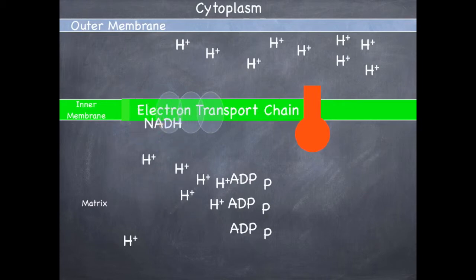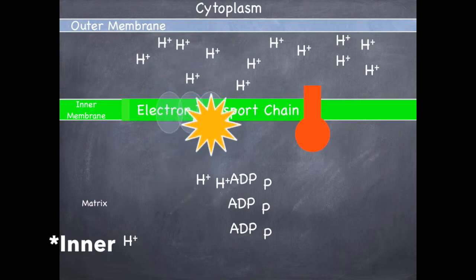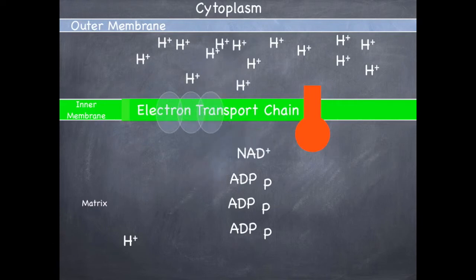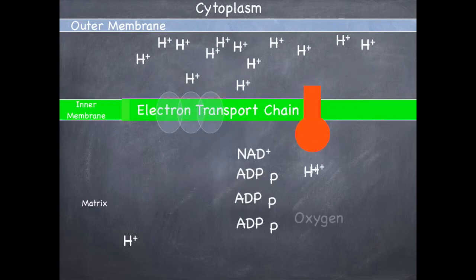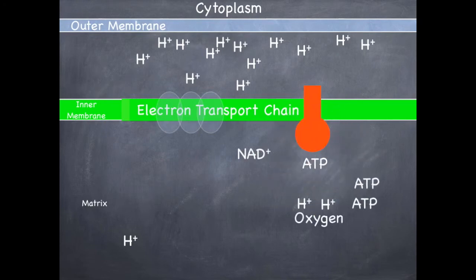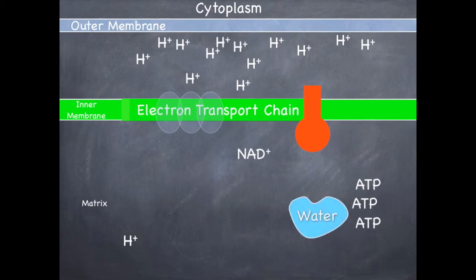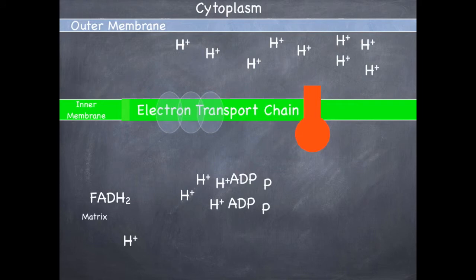NADHs from glycolysis are used in the electron transport chain to pull hydrogen ions through the thylakoid membrane. The NADH can pull 3 hydrogen ions through the thylakoid membrane. And FADH2 can also be used to pull hydrogen ions through the thylakoid membrane, but it can only pull about 2 hydrogen ions through. The NADH reaction gives off NAD+, and the FADH2 reaction gives off FAD.